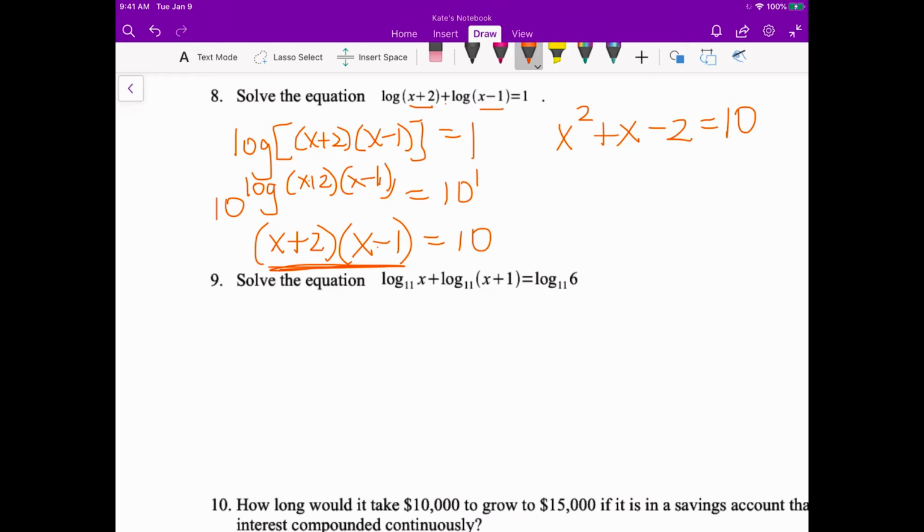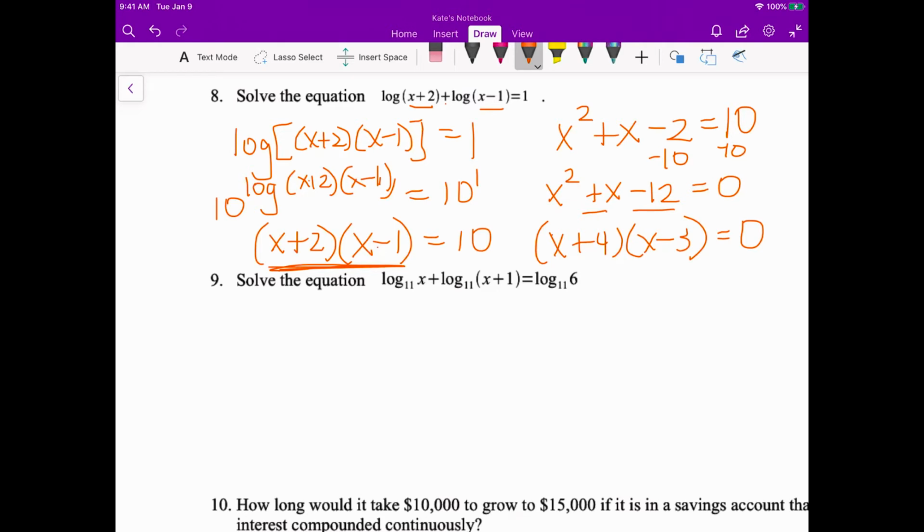When we factor, the equation has to be equal to 0, so I'm going to subtract 10 from both sides. We end up with x squared plus x minus 12 equals 0. Then I have to find two numbers that will multiply to negative 12 and add to 1. Those numbers would be 4 and negative 3. So that gives us x plus 4 times x minus 3 equals 0.